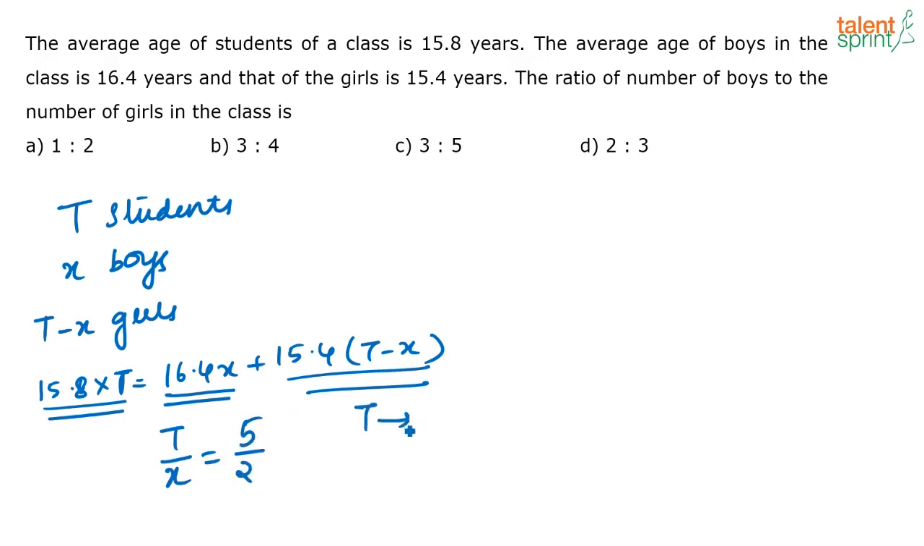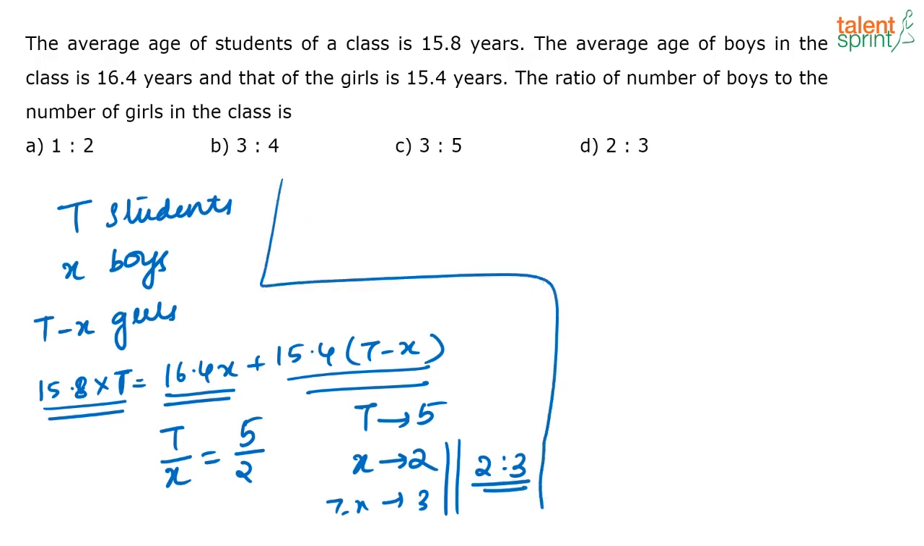So if I say that totally there are 5 students, how many boys are there? 2 boys are there. So how many girls will be there? There will be 3 girls. Okay, so the ratio between the number of boys to girls is 2:3. This is the normal way in which you would approach such a question.